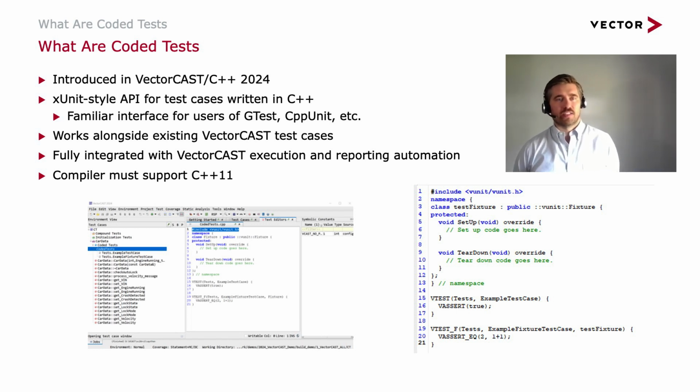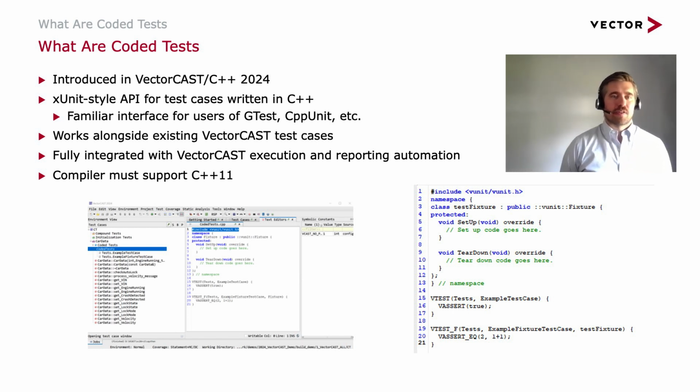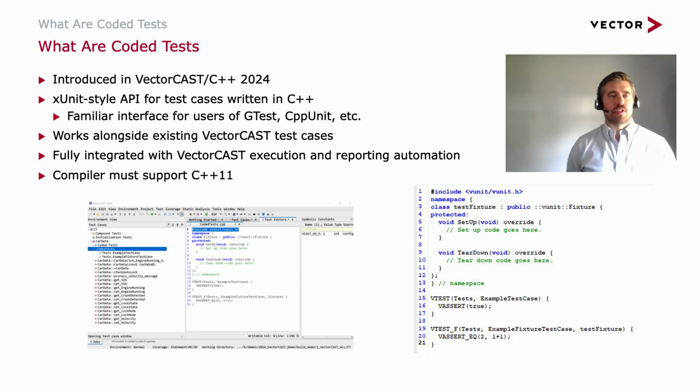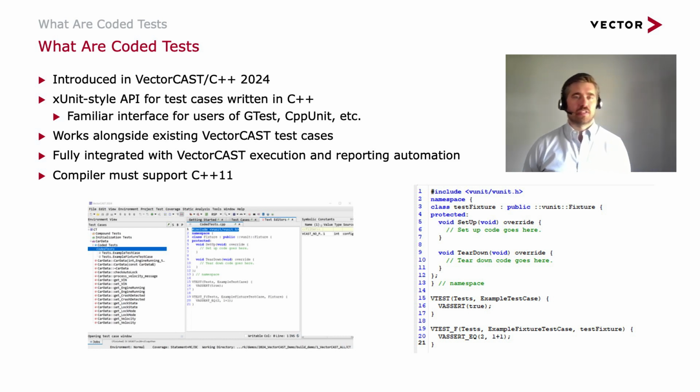An additional benefit is that the new coded test workflow works with all the VectorCAST testing features that our customers are already very accustomed to, such as execution and reporting. You can get coverage, you can insert probe points, and many other benefits. One of the requirements of this new workflow is that your compiler must support the C++11 coding standard. All right, so let's review the use of coded tests by example so we can learn about what its capabilities are.